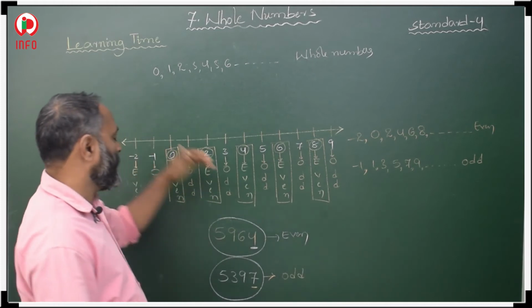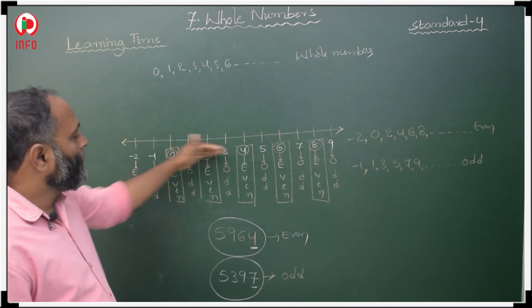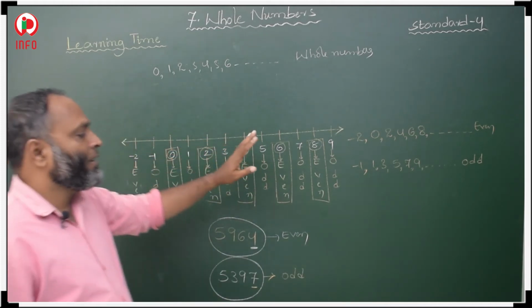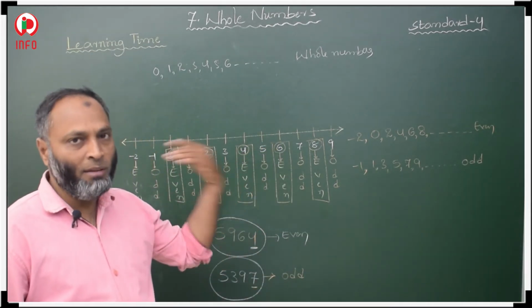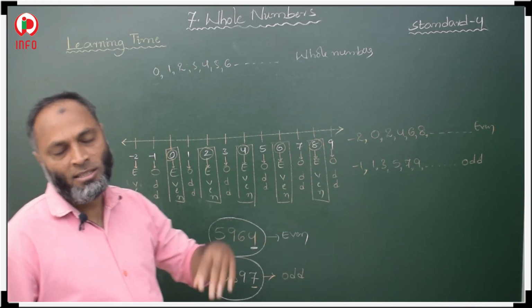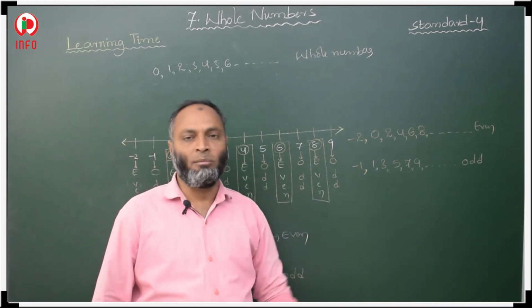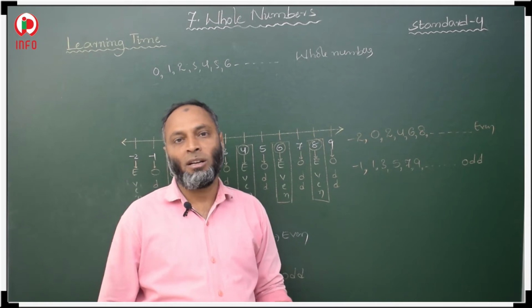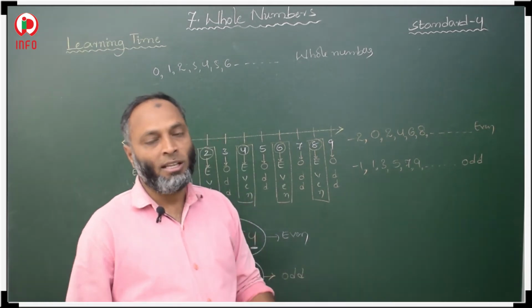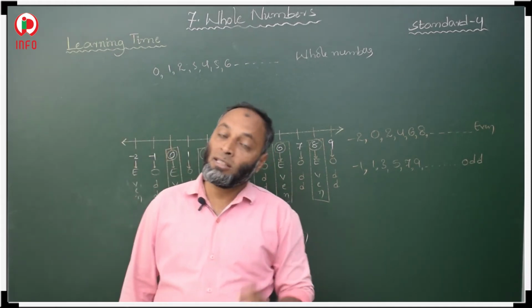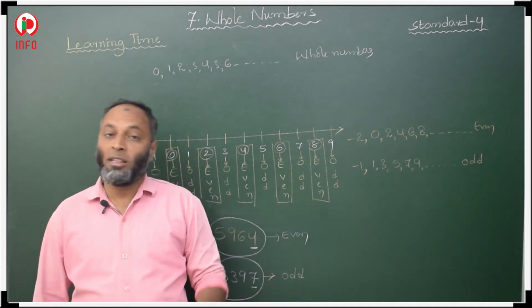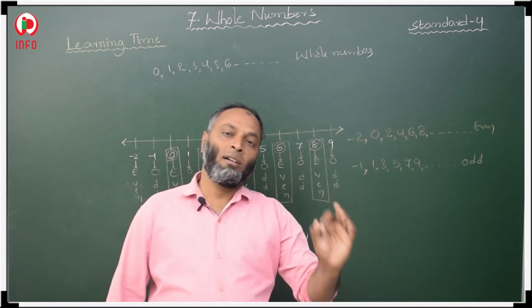Whatever numbers are there on the number line, either it is an even number or an odd number. No number is left without being even or odd. If any number is there on the number line, either it is even or odd. Nothing else is left. Okay. Either the number is even or otherwise odd. So you have to remember this. Anything should be either even or odd.